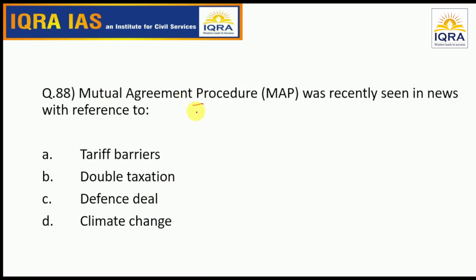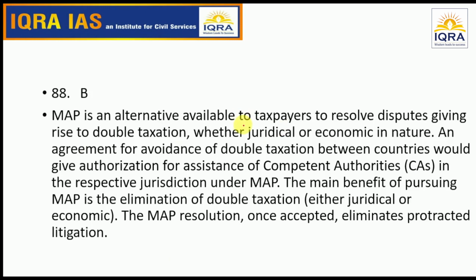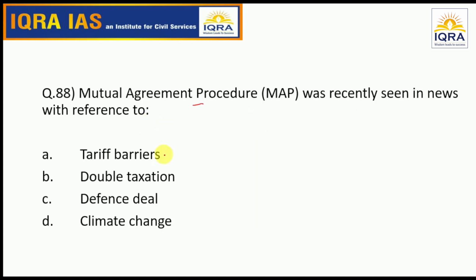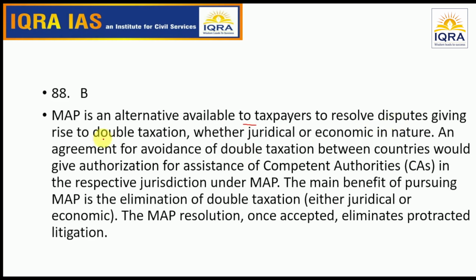Mutual agreement procedure was recently in news, which was referring to tariff barrier, double taxation, defense deal, climate change. It is an alternative available to the taxpayer to resolve disputes relating to double taxation. So this is something which is related to that.